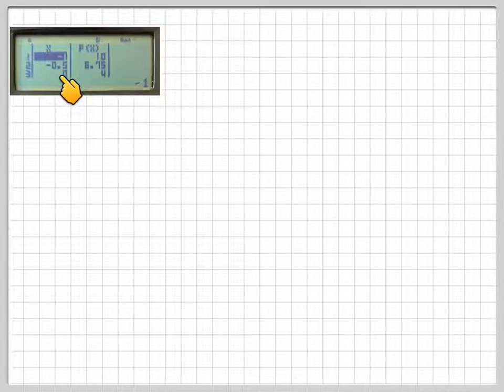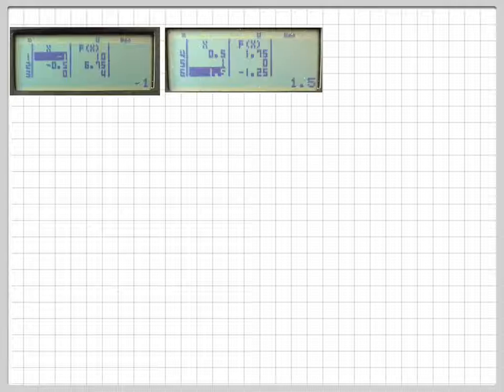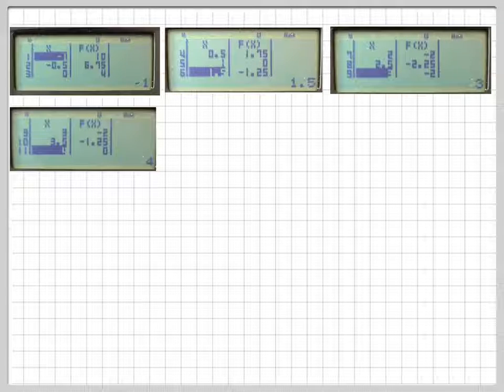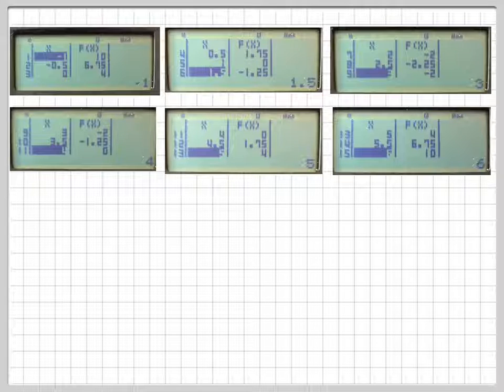So we wanted it to start at minus 1, and then we get a value here of 10. And the next, because we put the step at 0.5, the next one will be minus 0.5. The next one we're interested in is 0.4. Scrolling down, you'll get all the other values that you need to put into the table.